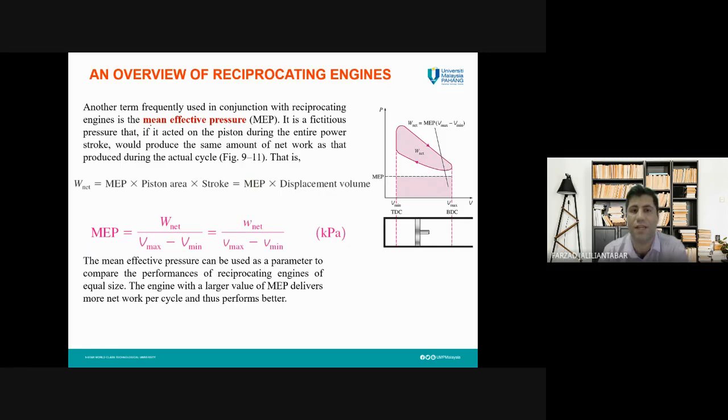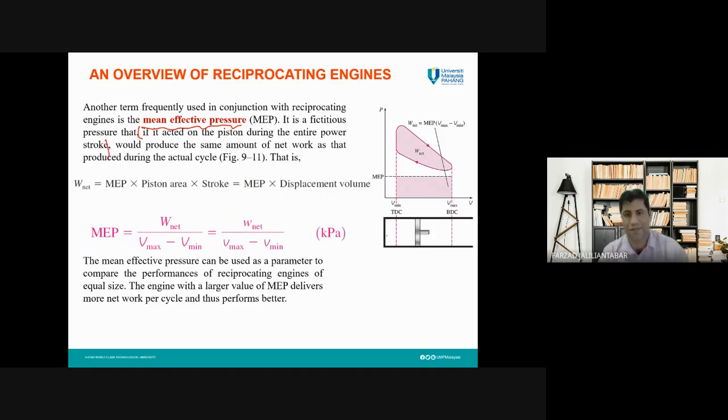Another important characteristic of this reciprocating engine is mean effective pressure. We can calculate this pressure to know how much power we can get from the engine. So this mean effective pressure is another characteristic of the engine. It is a fictitious pressure that acts on the piston during the entire power stroke.